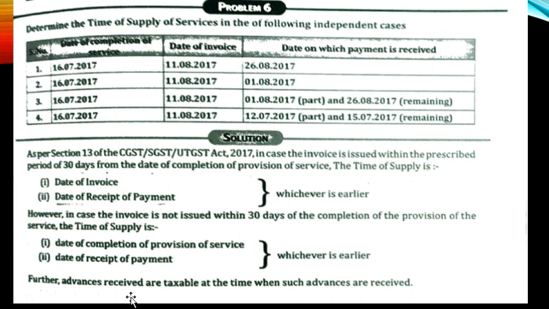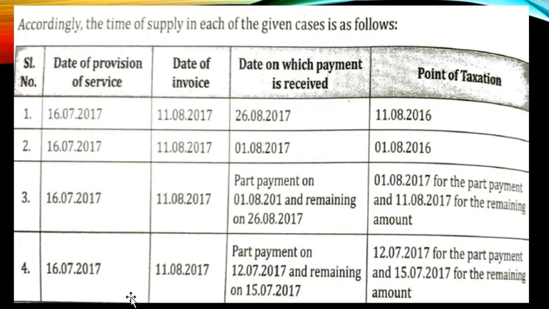So before the services, there are certain advances which have been received. Those advances will be taxable at the time when the advances are received. So now accordingly, the time of supply in the given cases is as follows. We will calculate the time of supply under the circumstances. The date of provision of services as per the question is 16/7/2017. Then the date of invoice is 11/8/2017. Date on which payment is received is 26/8/2017.